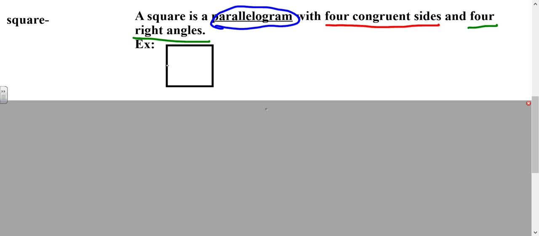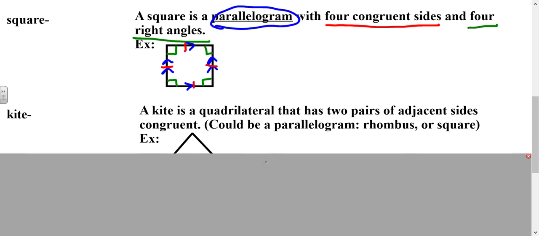So we're going to show that it has two pairs of parallel sides. Hold on, I'm going to go back and erase those and make them the same color. So we're going to show that it has two pairs of parallel sides. Here's one pair, and then there's another pair. And we're going to show that it has four congruent sides. So each of our sides has a tick mark to show that it's congruent. And it has four right angles. So we're going to show the right angles with our squares inside. Alright, so that's all for types of parallelograms.